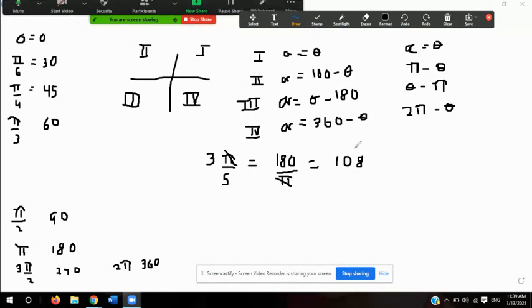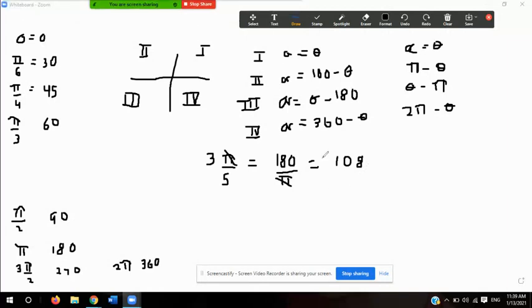So if I have a reference angle that is in 180 degrees, what I do according to the formula is subtract 180 minus the value of theta. So 180 minus the value of theta in this case would be 108. So you're going to subtract 180 minus 108. And that would be 72 degrees. So I know that the reference angle would be 72 degrees.